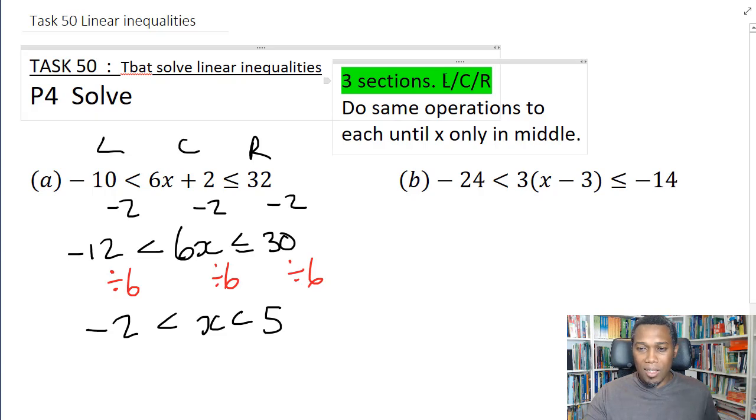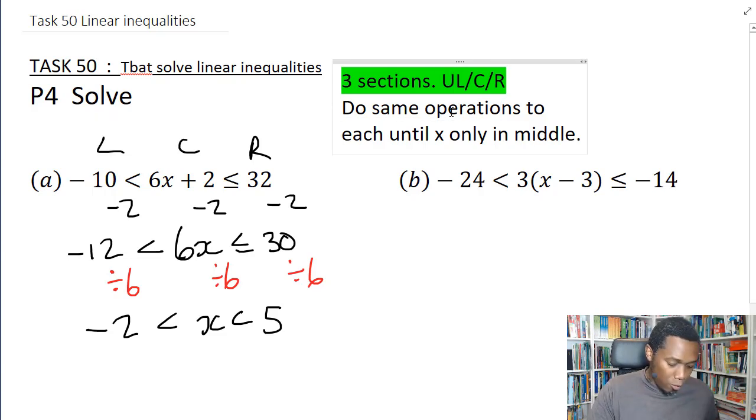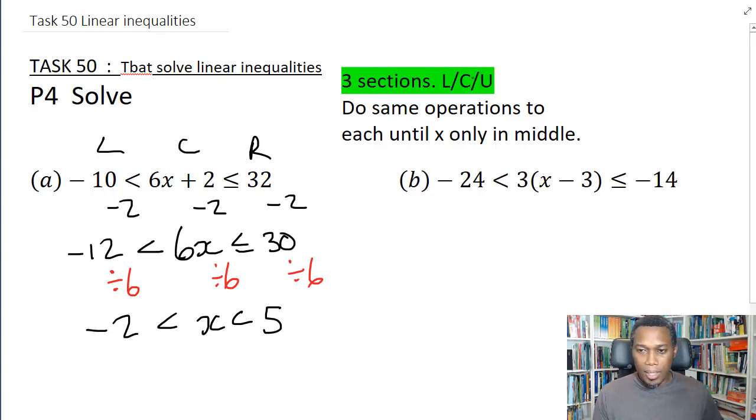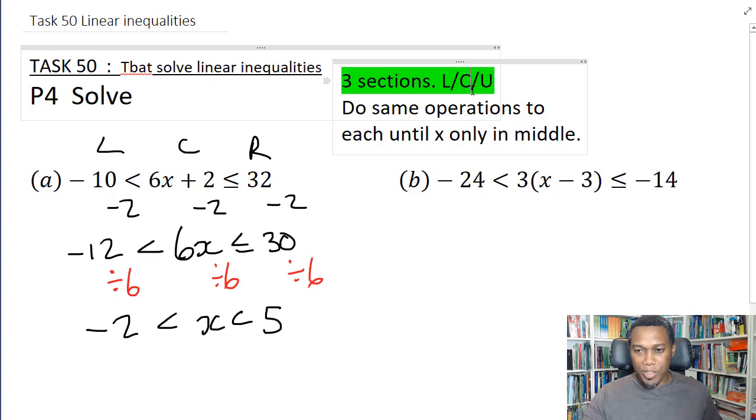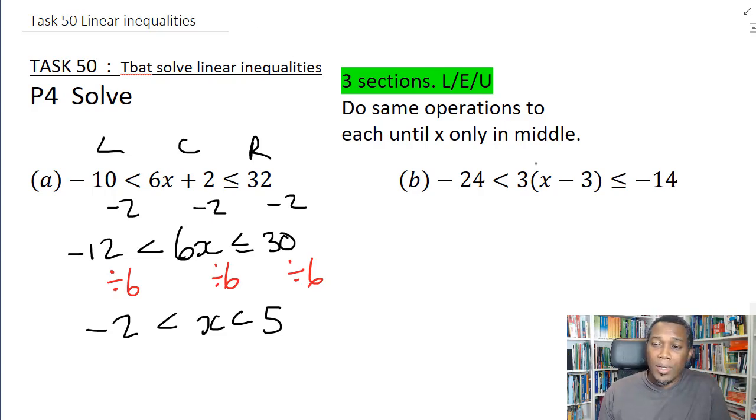I think instead of left and right, I will call L for lower bound, and then U for upper bound, and then E is for expression. That seems a bit better than left. I should have started with left, right, center. Hopefully it makes sense.